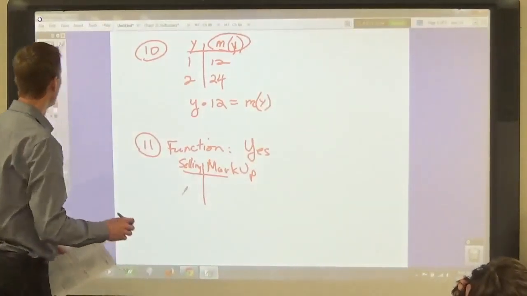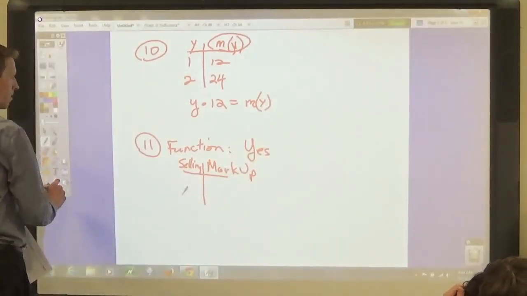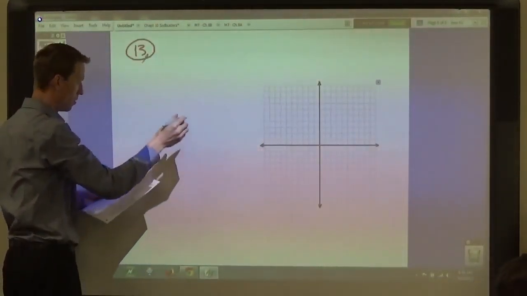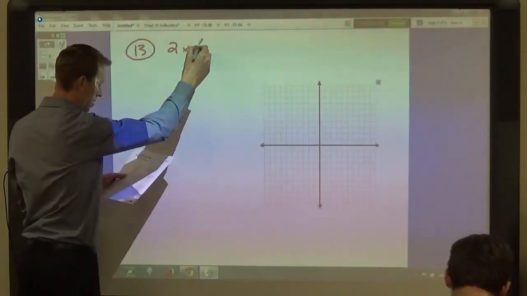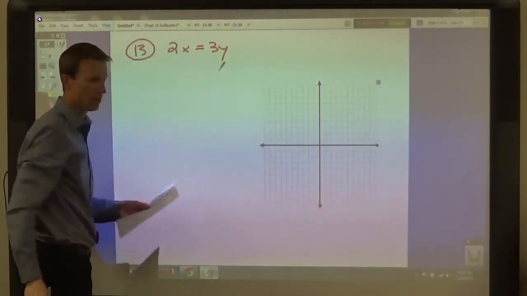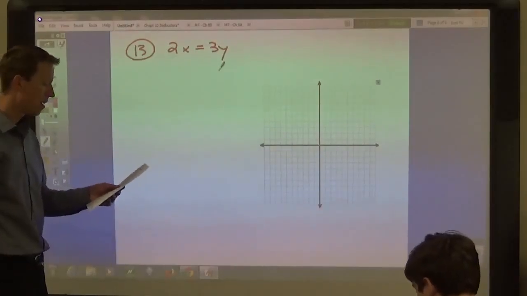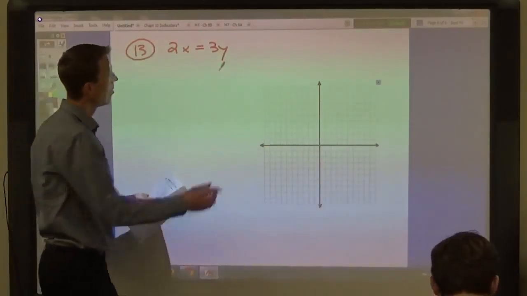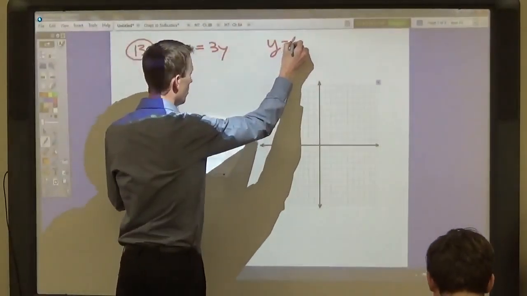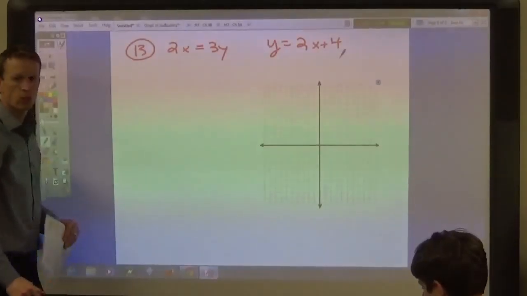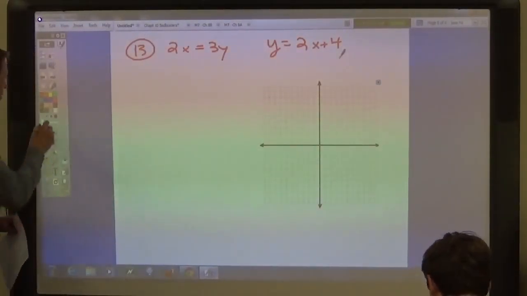Number 12. For number 12, I need a graph. This one is graphing the system to solve it. So you have 2x equals 3y, and we have y equals 2x plus 4. Which one should we graph first? The right one.